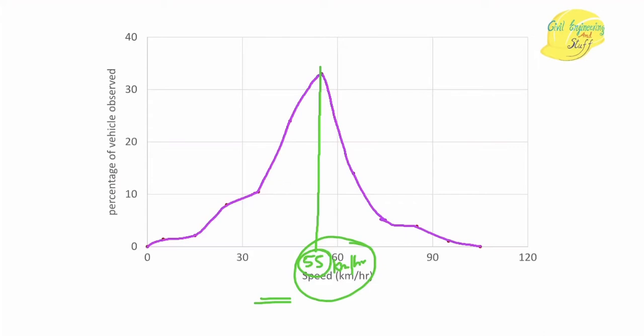I hope the spot speed is very clear to you, and all three methods of representation of the data and what the technical terms included in these represent are very clear to you.